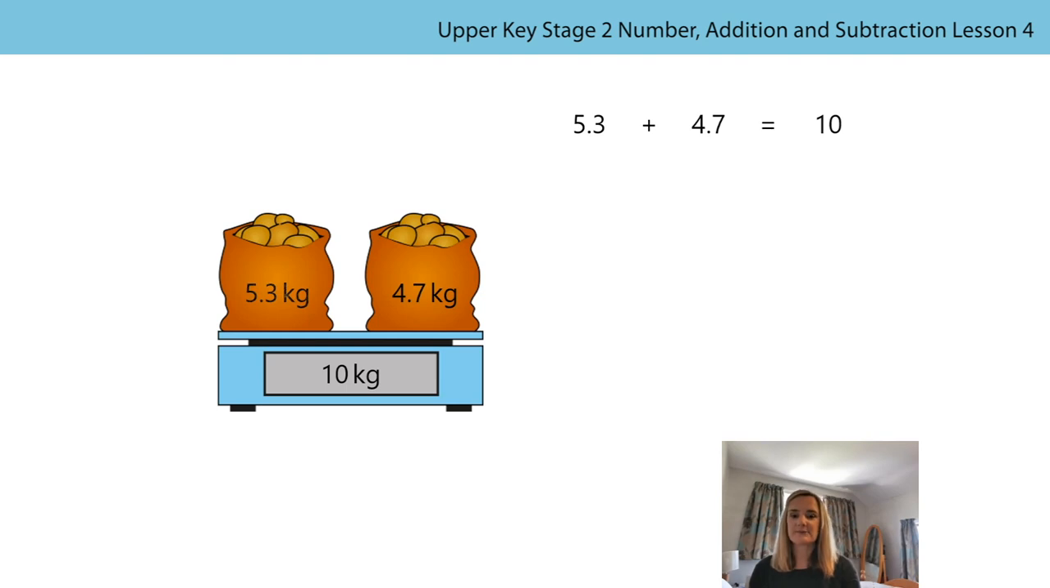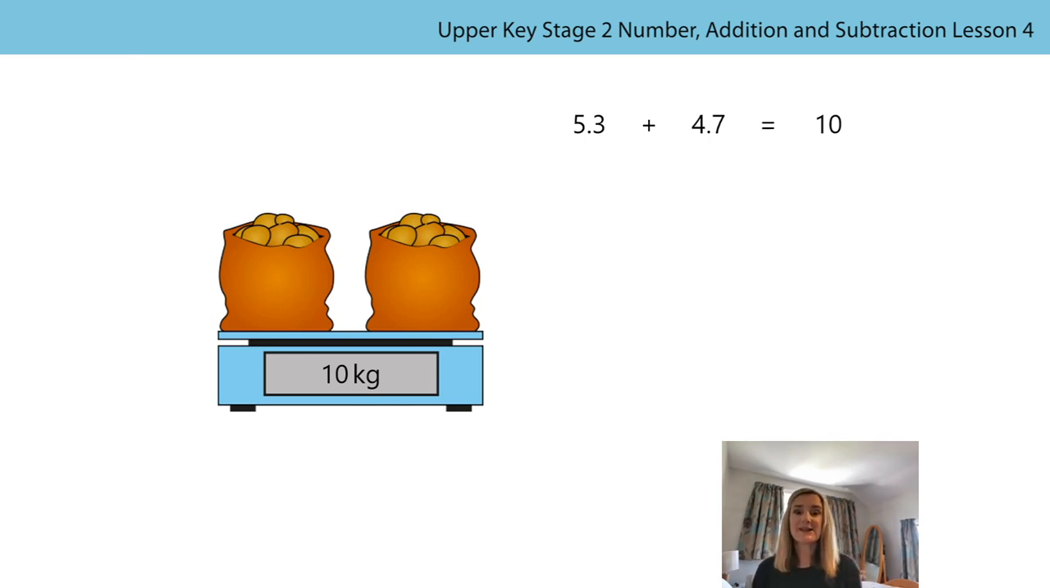Let's see what happens. A potato is coming out again from that left-hand bag going into the right-hand bag. This time it weighs 0.34 kilograms or 34 hundredths of a kilogram. Okay. Can you write the new calculation? So remember, the left-hand addend has just decreased by 0.34 kilograms and the right-hand addend has increased by 0.34 kilograms. Can you pause the video here and have a think about what the new equation is going to be?